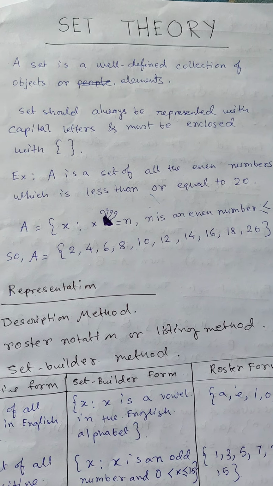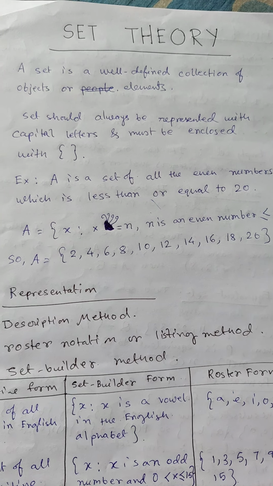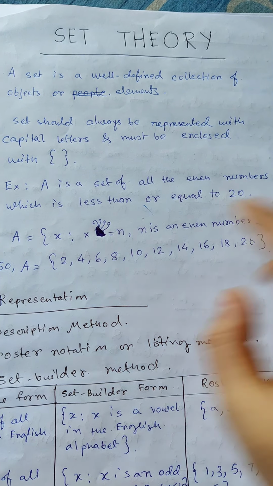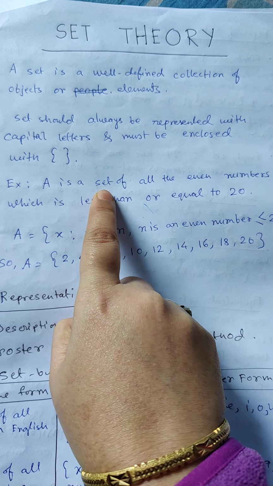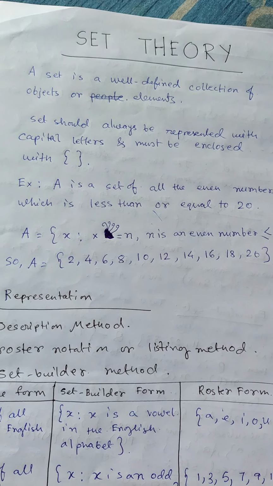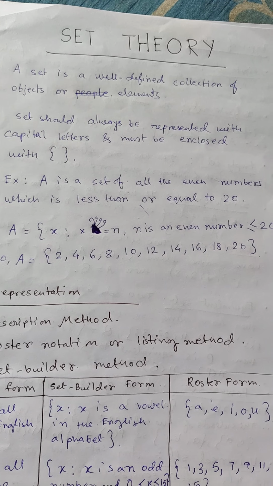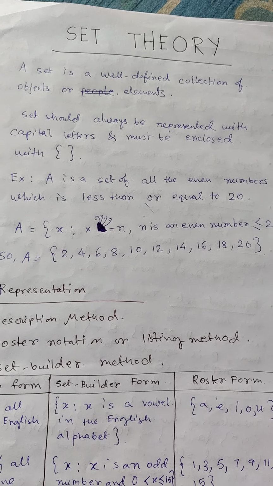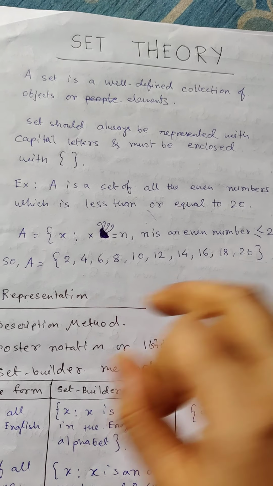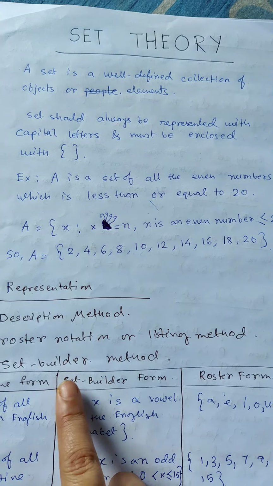A set should always be represented with capital letters and must be enclosed with braces, curly brackets, like this. Now the example is like this: A is a set of all the even numbers which are less than or equal to 20. Here I am specifically mentioning that A is a set of all the even numbers, which even numbers? Those that are less than or equal to 20. So now this is the descriptive form.